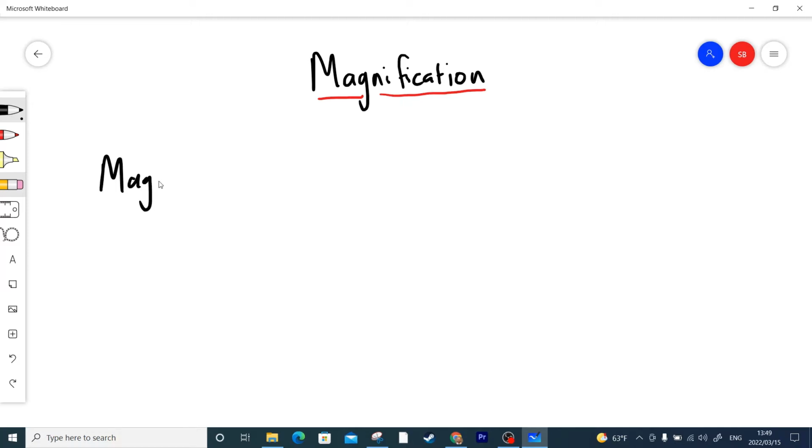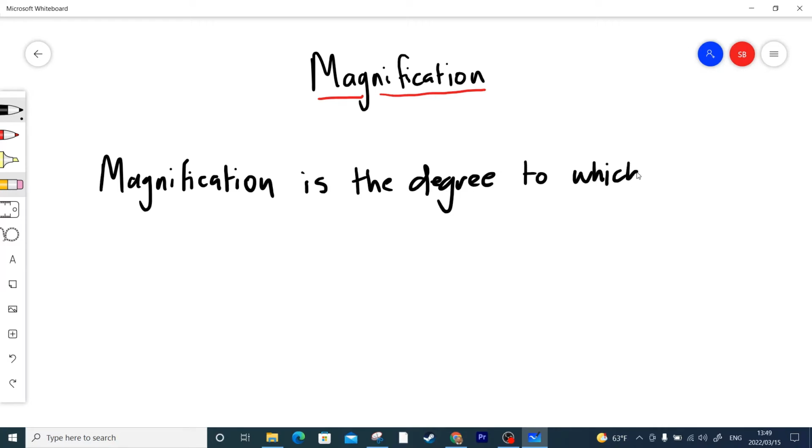So magnification, simply put, is basically the degree to which something has been enlarged. It's pretty intuitive, it's pretty obvious, but let's just get the official definition down. It's the degree to which the size of an image. So you get a printout of something and it's been blown up by a certain number of times.